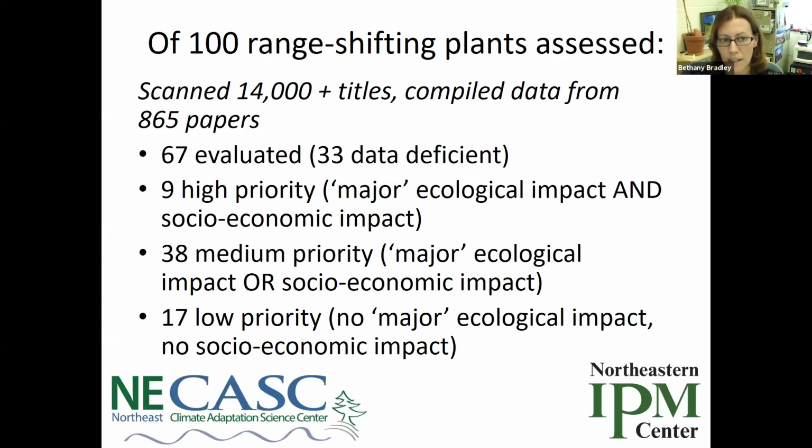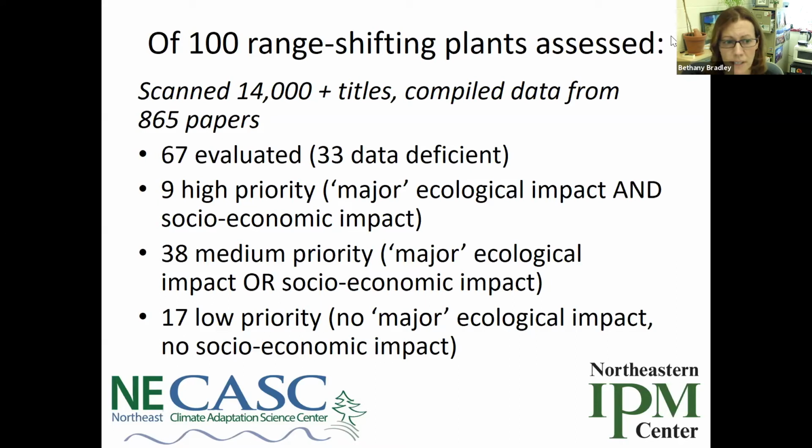So here's what we did. We had these 100 range shifting plants. We scanned about 14,000 titles and abstracts, and then identified 865 total papers from those. Like I said, it's a fair bit of work, but well worth it because now this database is there. So 67 of the 100, a nice even two-thirds, had at least 2 impact-related papers associated with them. The other third had 0 or 1 papers, and we decided that we needed at least 2 to feel at all confident about the impact scoring.